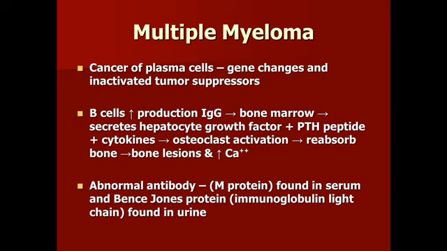Now, we can actually measure this abnormal antibody because this cancer does not have a lot of symptoms associated with it. So when we find it, we can find this M protein in the serum, or more likely, we usually find this as Bence Jones protein, which is an immune globulin light chain in the urine.